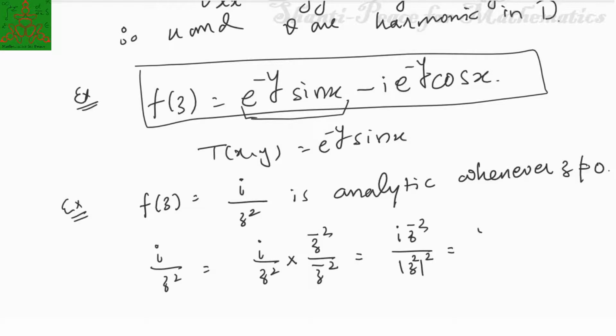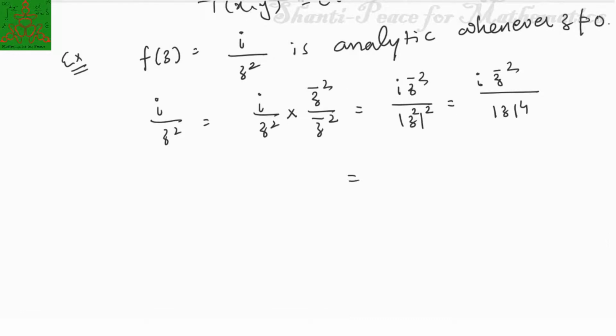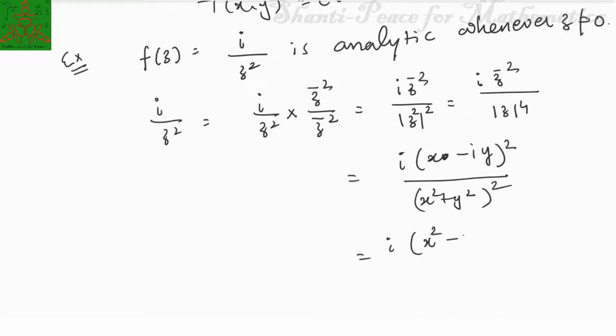So that I can write as z bar square upon mod of z power 4, and that I can write as i into (x minus iy) square upon (x square plus y square) power 2, and this I can write as x square minus y square, because this is x square plus i square y square, so it is minus i square minus 2ixy upon (x square plus y square) whole square.